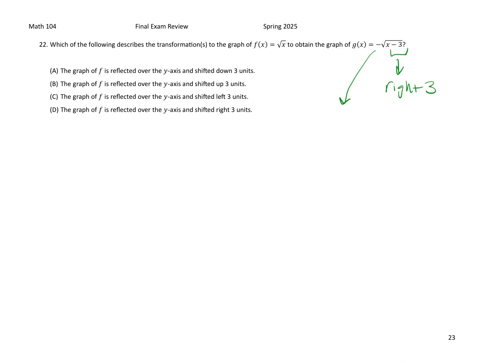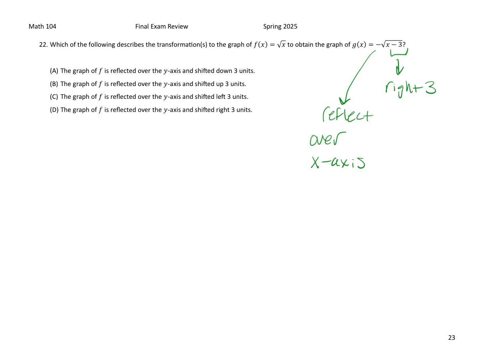And then negative signs are reflections. When they're outside of the function, they are reflections over the x-axis. If it's inside the radical, that negative would be a reflection over the y-axis. Okay, so which of these descriptions is right 3 and reflected over the x-axis?